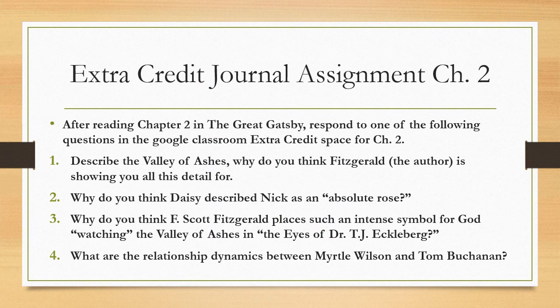And here are the extra credit questions for Gatsby Chapter 2. So for Chapter 2, please respond to one of the following questions for that extra credit assignment that I'm posting in Google Classroom. Your first possible question is describe the Valley of Ashes, and why do you think Fitzgerald, the author, is showing you all this detail? The second question is why do you think Daisy described Nick as an absolute rose? The third one is why do you think F. Scott Fitzgerald places such an intense symbol for God watching the Valley of Ashes in the eyes of Dr. T.J. Eckleburg? And the fourth question is what are the relationship dynamics between Myrtle Wilson and Tom Buchanan?